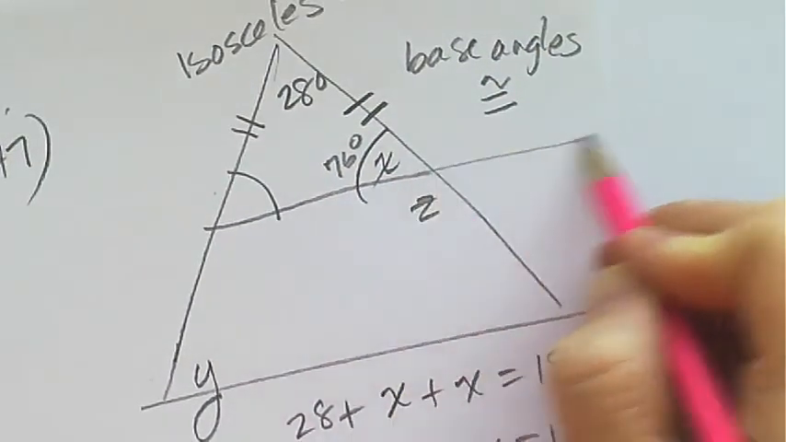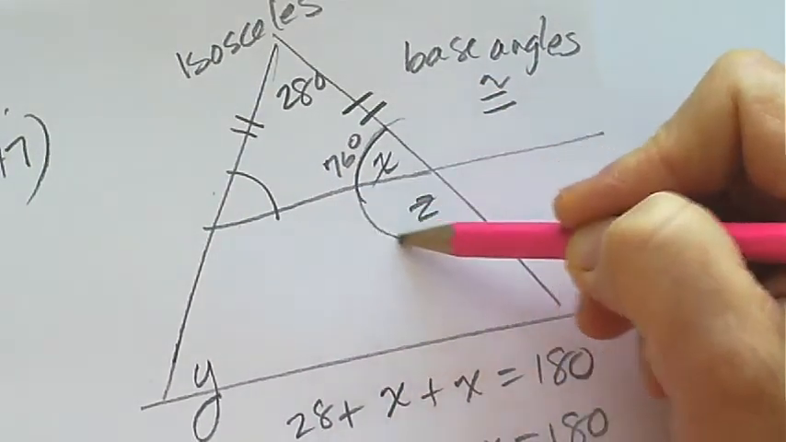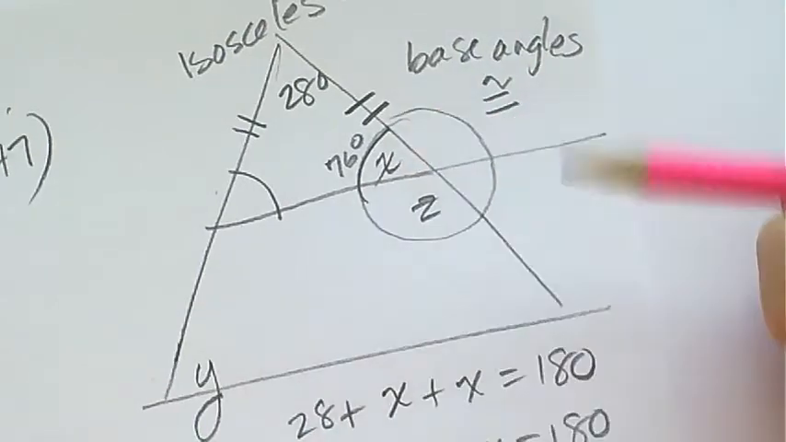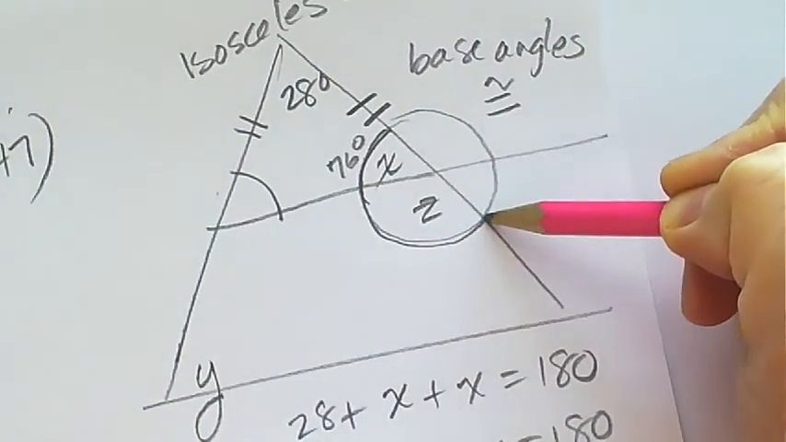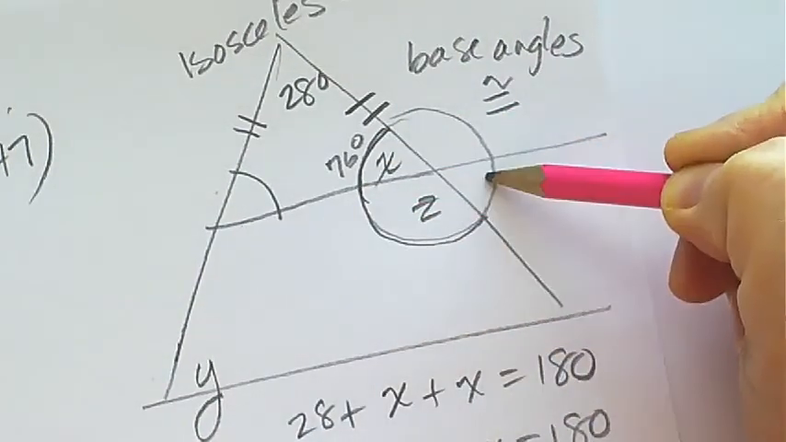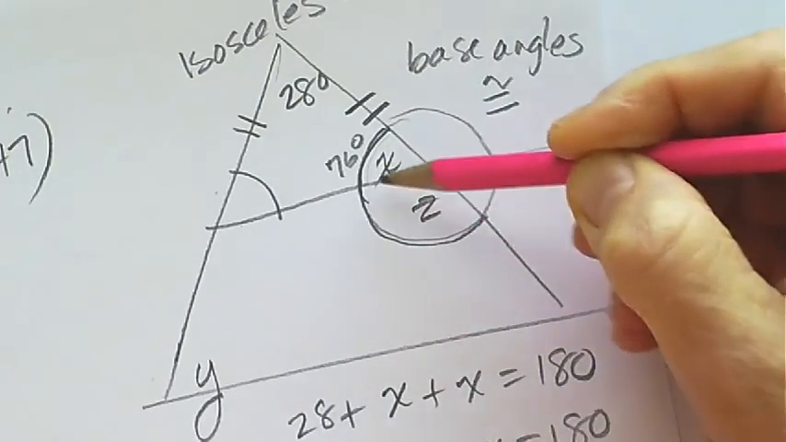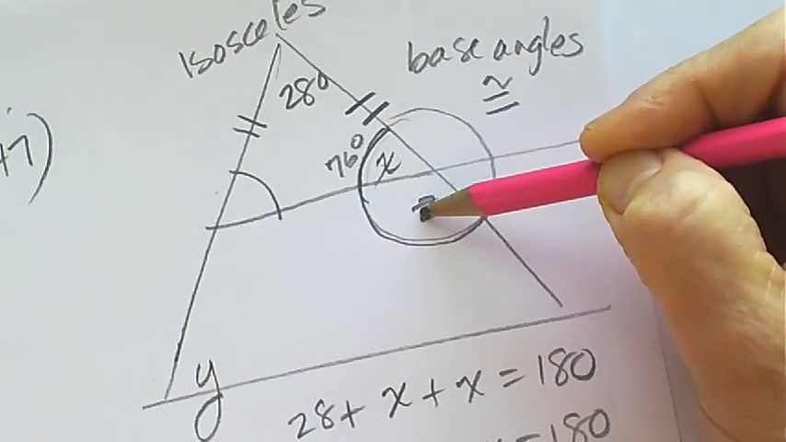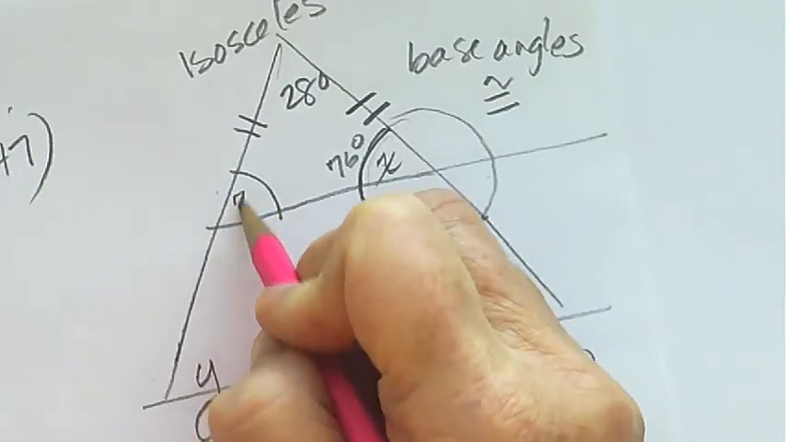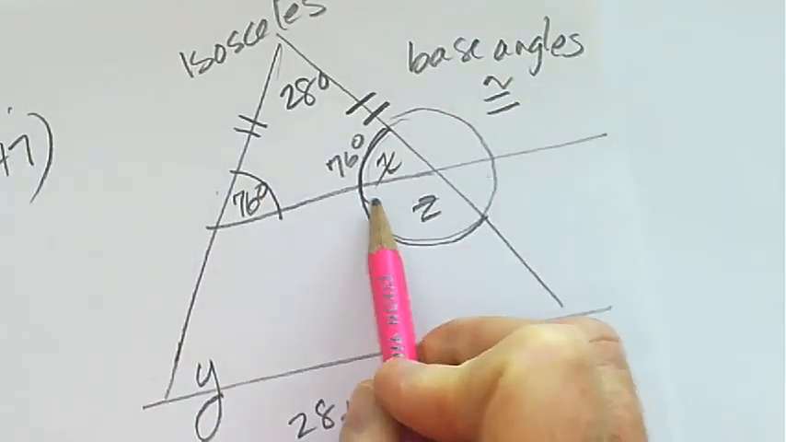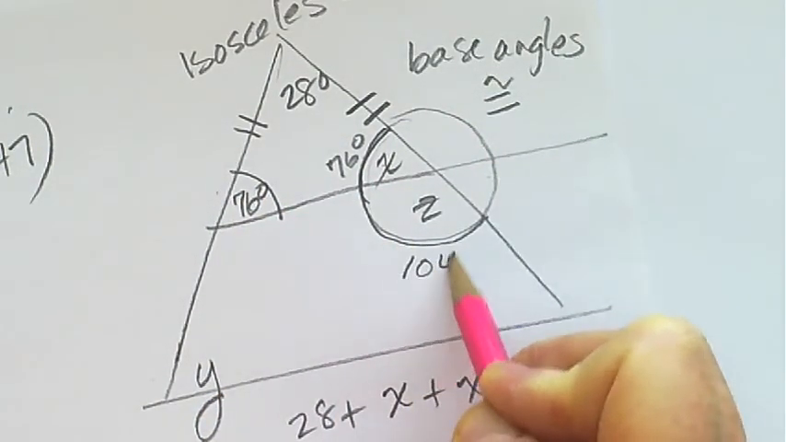And if I extend this line, this is a full circle. This is half a circle. Full circle is 360, half a circle is 180. So these two together have to add up to 180. So let's see, this one is 76 over here. 180 minus 76 would be 104.